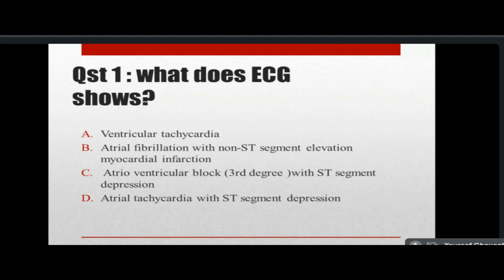Okay, another few seconds. Okay. So we will move to the answer. So the answer is atrial fibrillation with non-ST segment elevation myocardial infarction, the non-STEMI. It's the correct answer, it's B.